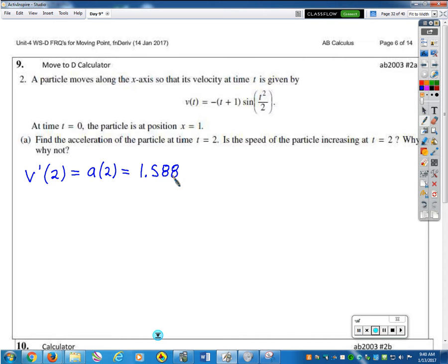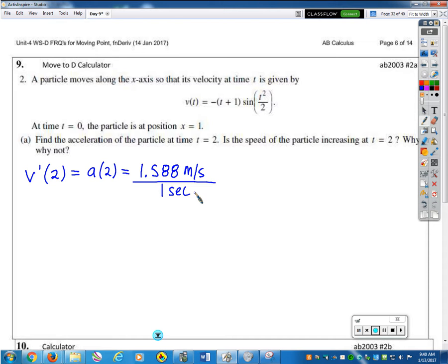Again, this problem does not have any units, but I'm going to put some units on the board to make the discussion make a little more sense. What would be the most common units we have been using for acceleration? Perfect. I'm going to write it as meters per second squared, just to make a point here. And the next part of the question that Soren was asking about is, is the speed of the particle increasing at that time?